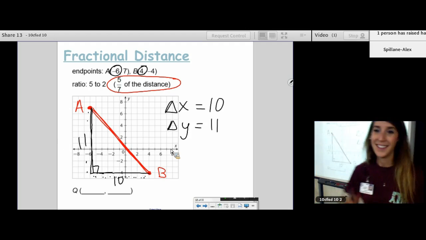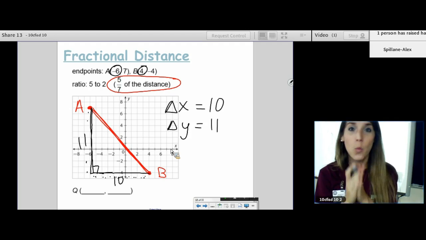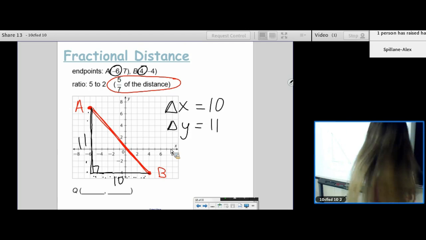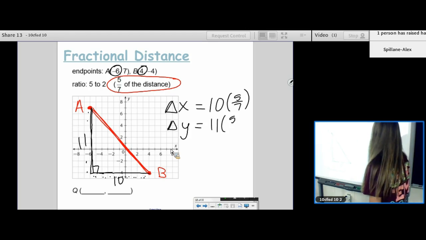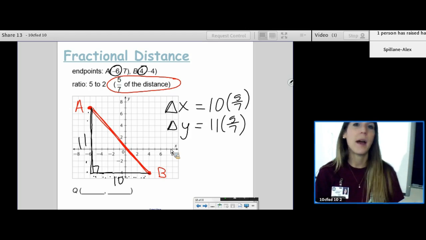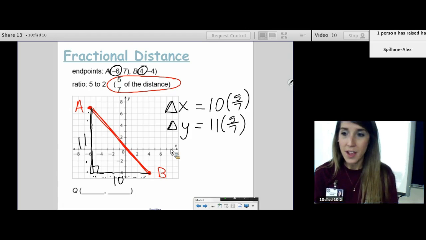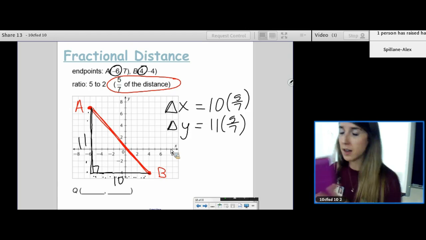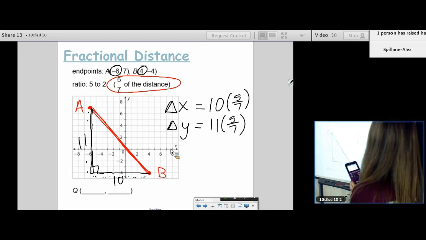Okay. We found delta x and we found delta y. Now, we have to multiply those by 5/7. And that's why I warned you that it was not going to be pretty. I don't want to multiply it by half. I don't want to multiply it by 1/4. I have to go 5/7 of the way. This is when we let our calculator do the work. Okay? 10 times 5/7. You know what you get?